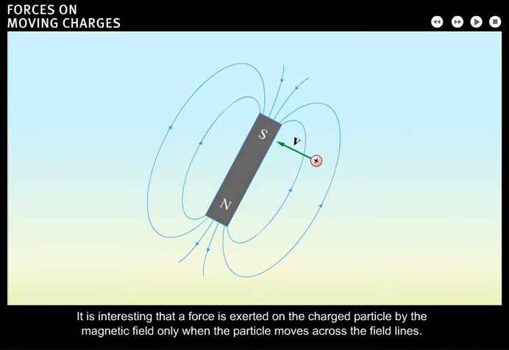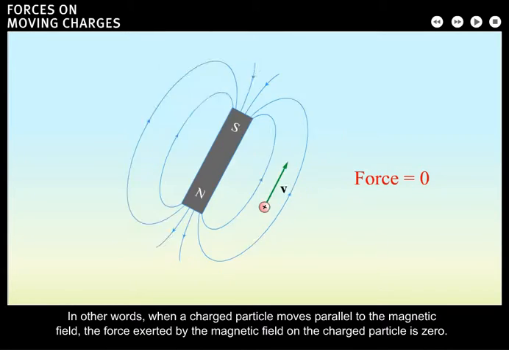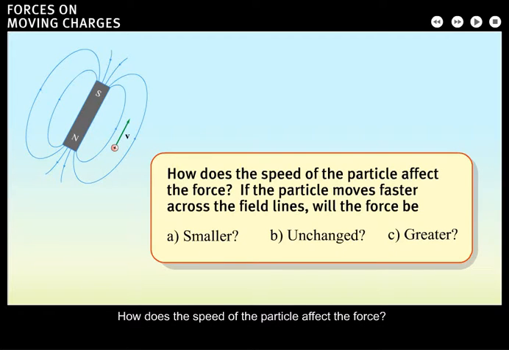It is interesting that a force is exerted on the charged particle by the magnetic field only when the particle moves across the field lines. In other words, when a charged particle moves parallel to the magnetic field, the force exerted by the magnetic field on the charged particle is zero. How does the speed of the particle affect the force? If the particle moves faster across the field lines, will the force be A, smaller, B, unchanged, C, greater?